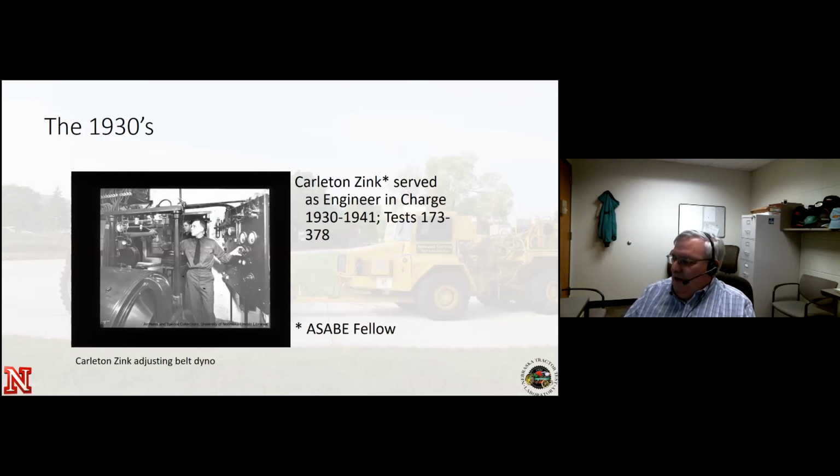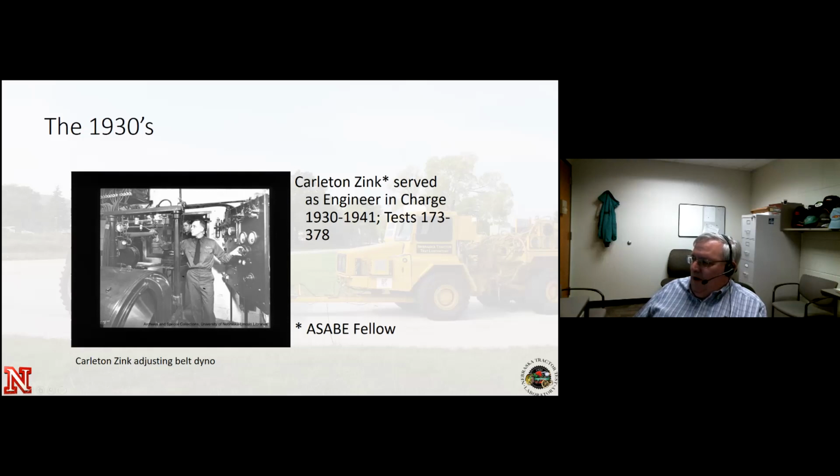In 1930, when Wallace died, they reached out to a gentleman named Dalton Zink. And Zink had a really famous career. He was an instructor here at the University of Nebraska prior to 1930. And one of his students was Lester Larson. And Larson remarked that Zink was always a very approachable, easy to find instructor, but when he got stuck with the Tractor Test Lab, he became hard to get hold of. But he served as the engineer in charge from 1930 to 1941. He's also an ASABE fellow.